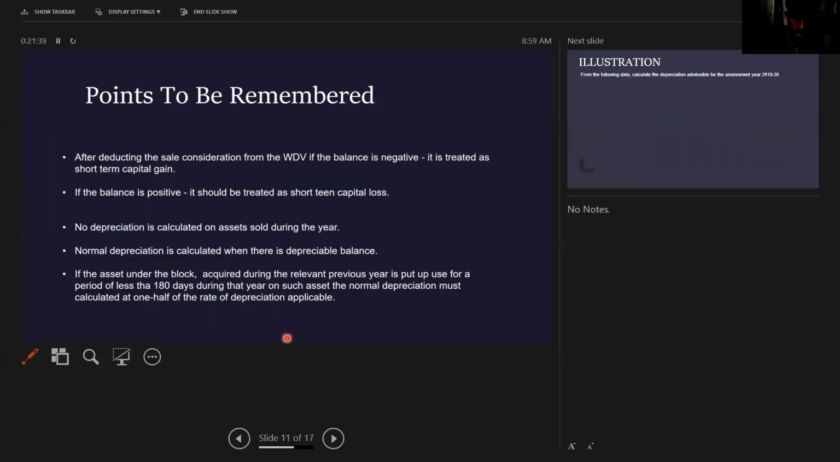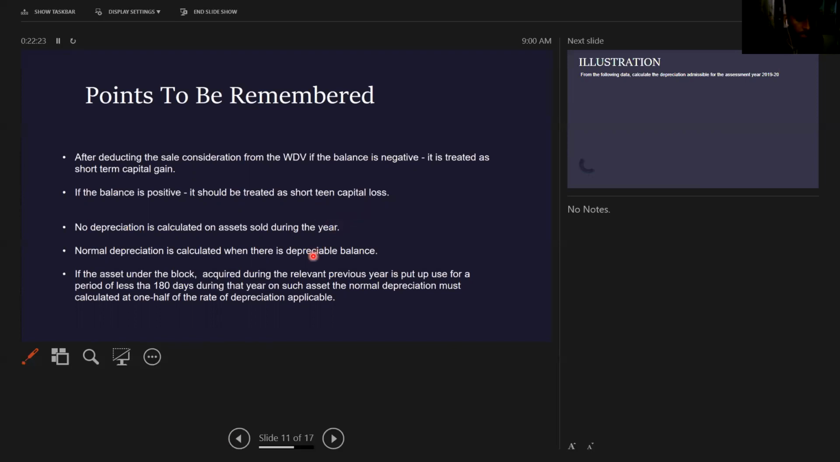Now, before going to an illustration, there are certain points which we have to remember. The first point is, after deducting the sale consideration from the written down value, if the balance is negative, it is treated as short-term capital gain. As we saw on the last slide in the format, when the assets are sold or discarded, and the written down value after deducting the sale consideration is negative, it is treated as short-term capital gain. And the same, if the balance is positive, it should be treated as short-term capital loss. I'm sorry, the spelling is wrong. I'll just change it. It should be treated as short-term capital loss.